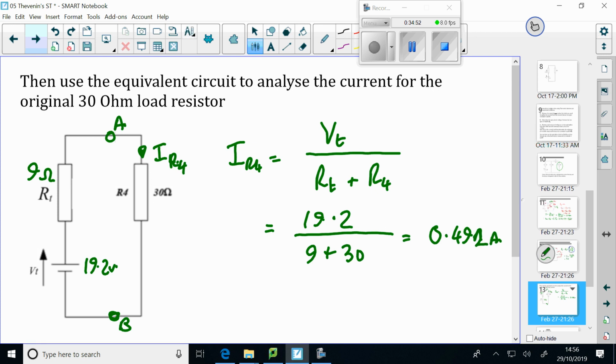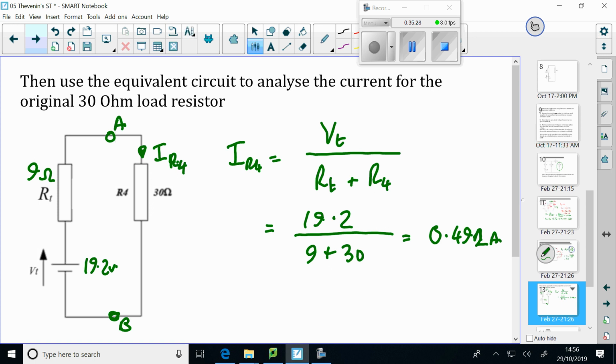Up until that point, we haven't really gained that much. But the power of this technique comes if you're interested in what would happen if I changed the load to 20 ohms or 50 ohms, because you can just plug the new resistance value in for R4 in this formula, and calculate that current straight off without doing all those other calculations again. If you use normal techniques, you'd have to do the more complex calculations over and over and over.